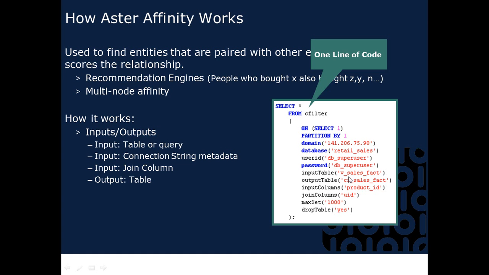My input table is v_sales_fact, which means that this is a view of all my fact sales data coming from my grocery retailer, which includes the item header, the basket header information, as well as the items in the basket. So the output table is the name of the table that I'm actually going to create as a result of running this cFilter statement.